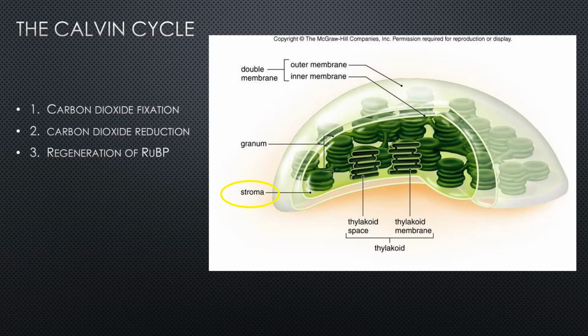The second step is carbon dioxide reduction, and you'll remember what reduction means. And then the third step is the regeneration of what we call RuBP, or ribulose 1,5-bisphosphate is what it's actually called. So that's just a 5-carbon molecule. Keeping in mind that the Calvin cycle, unlike the light reactions that took place on the thylakoid membranes, takes place within the stroma of the chloroplast.